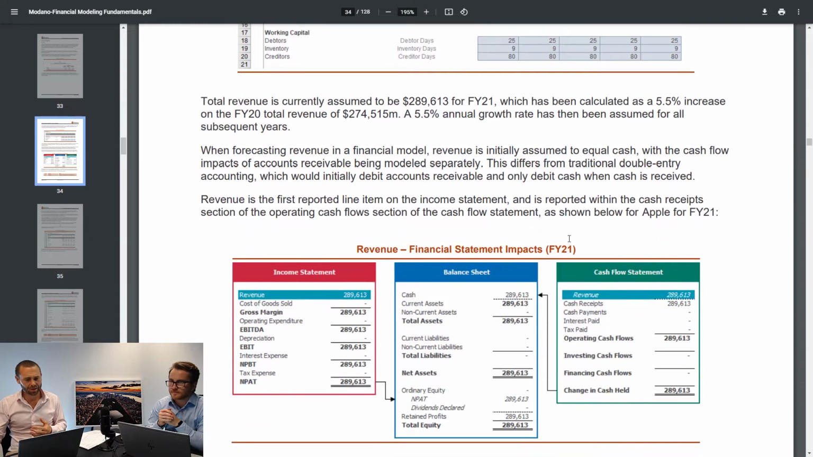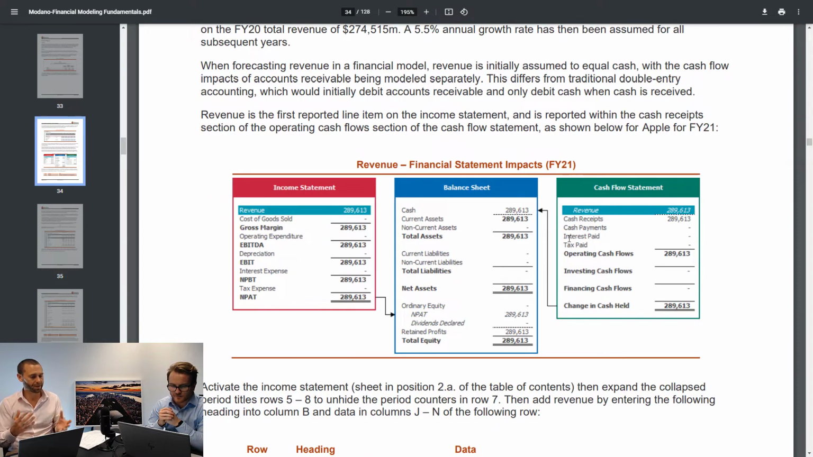So the interesting thing about the financial statement impacts of revenue is, as I said, that you just assume revenue equals cash. When you then think about things like debtors or accounts receivable, whatever you want to call it, you then model that as a separate decision process, as a separate step, which we'll do in the next step of this exercise.